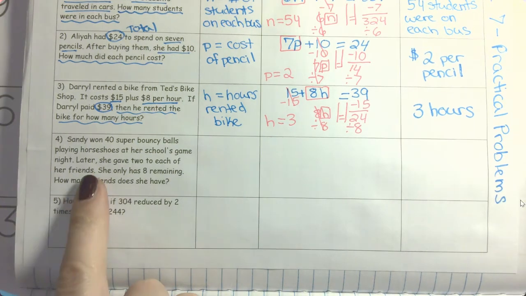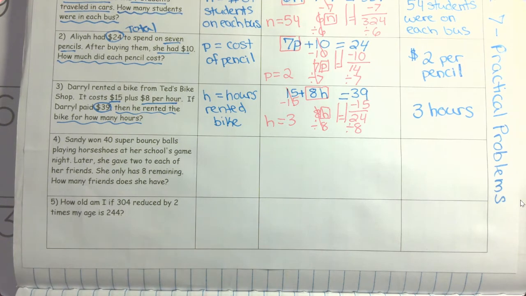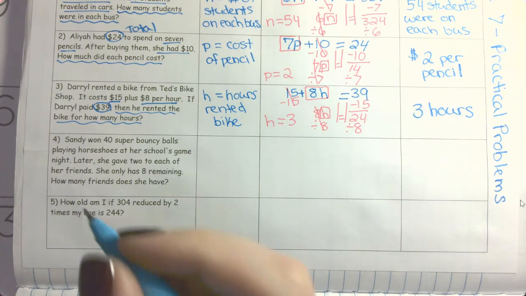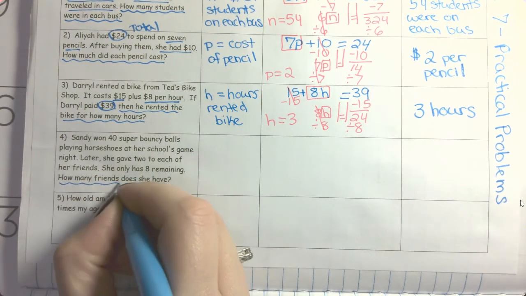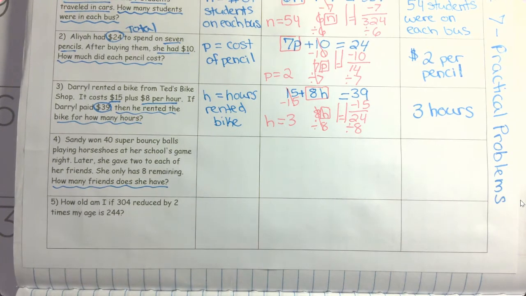Moving on to number 4. Sandy won 40 super bouncy balls playing horseshoes at her school's game night. Later, she gave 2 to each of her friends. She only has 8 remaining. How many friends does she have? So that last sentence is asking me to solve for basically my variable. So I'm solving for how many friends she has.